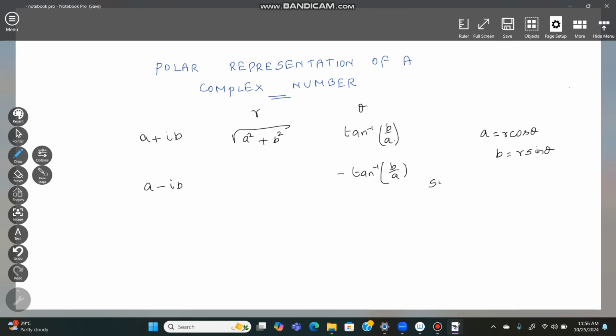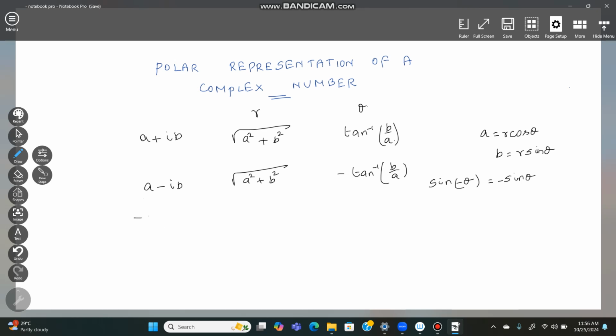Taking a negative sign will do, because we know that sine of minus theta is minus sine theta, that is, sine is an odd function. The modulus doesn't change, it is going to be root of A square plus B square only.